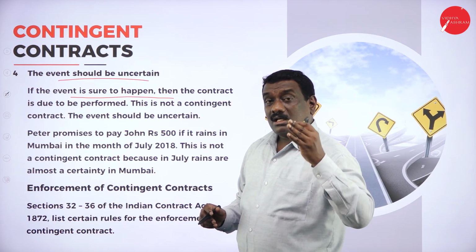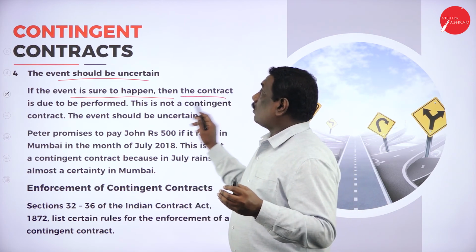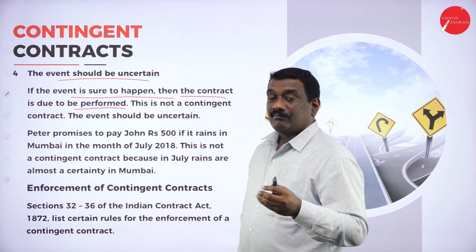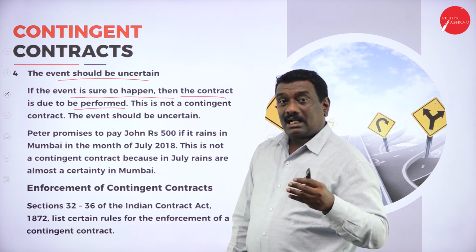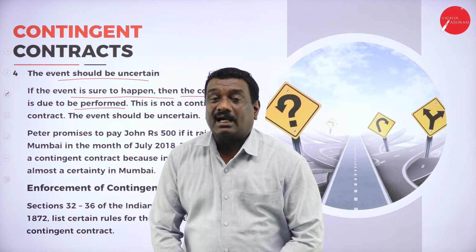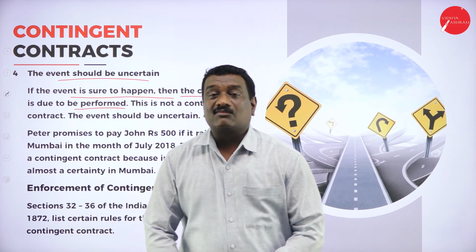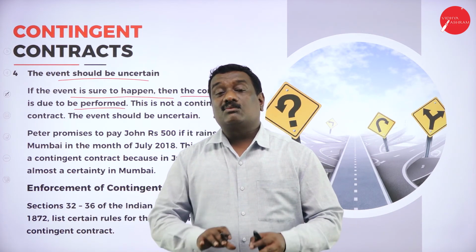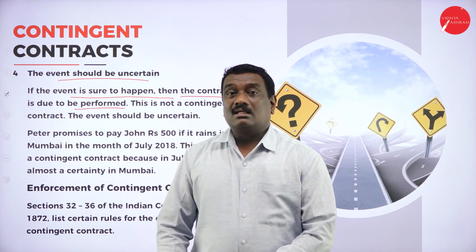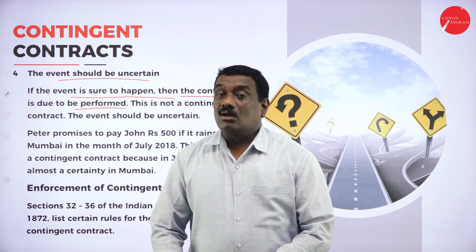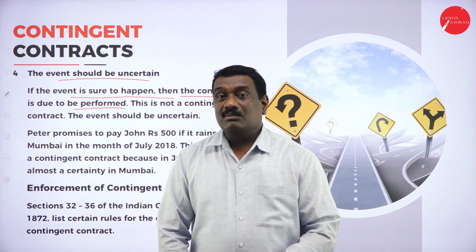In the same case, if that particular event is sure to happen, then the contract is due to be performed. So if you know that this particular person is going to die today, he is in a case of emergency in ICU and is on the verge of dying, then you can make a will. Now that can become a contract.